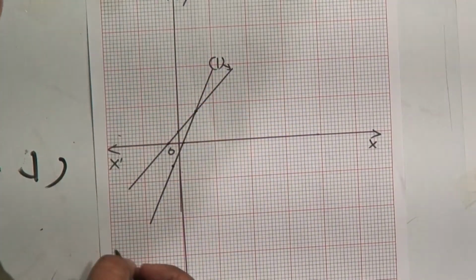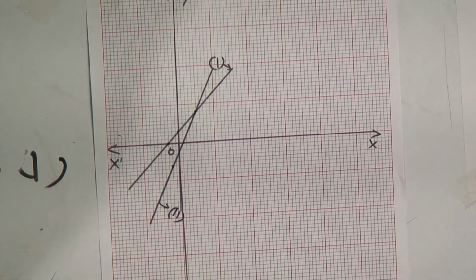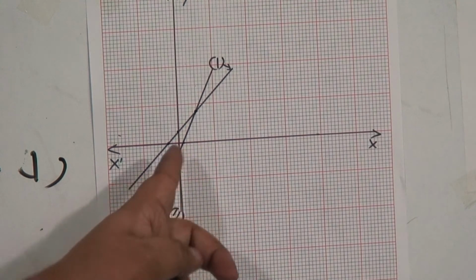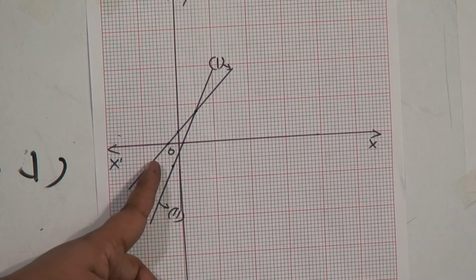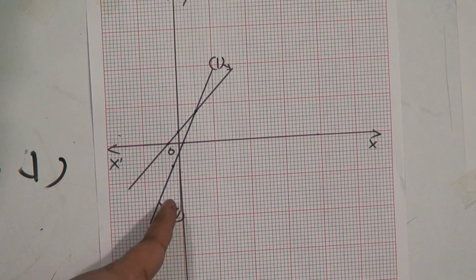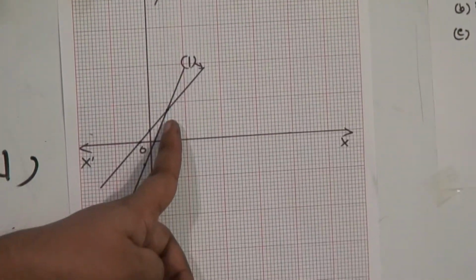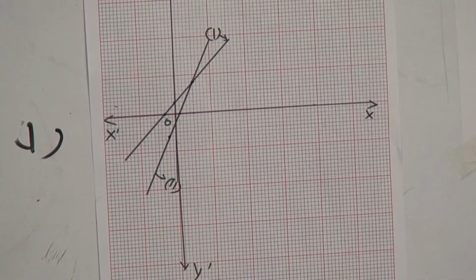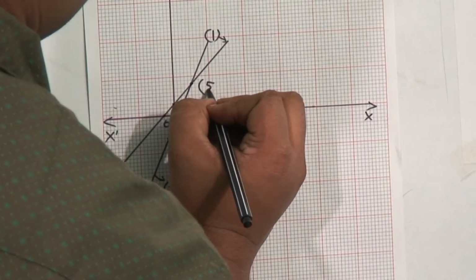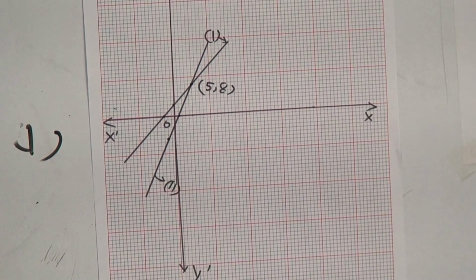This one is equation number 1 and this one is equation number 2. My dear students, this straight line is the graph of equation number 1 and this straight line is the graph of equation number 2. These two lines intersect at a point which is 5, 8. So this 5, 8 is the required solution of these equations.